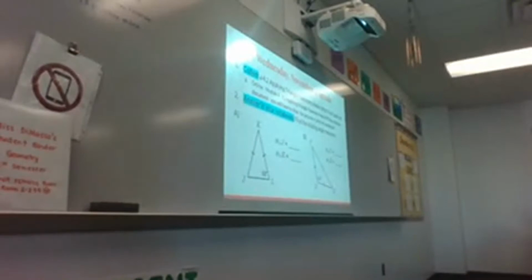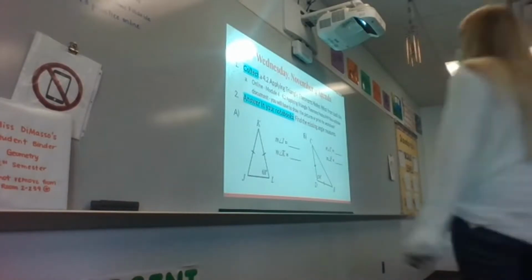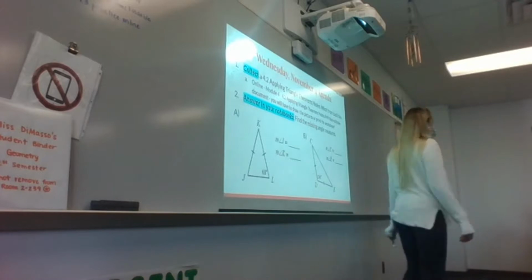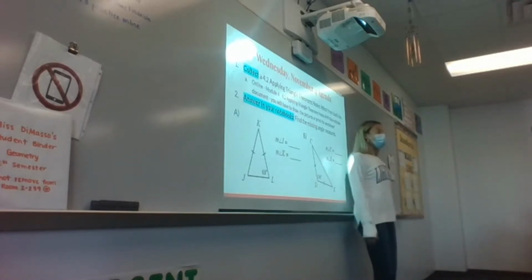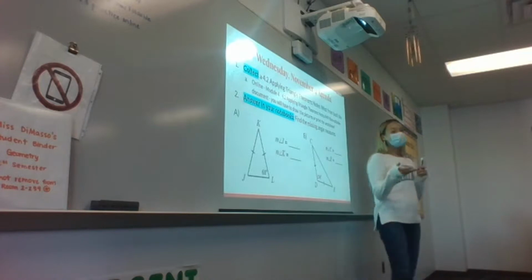Okay, so yesterday we talked about two different types of triangles. We talked about equilateral triangles and we talked about isosceles triangles, right? So there's two different types. Do you remember what isosceles triangles have or what they look like? Two matching sides and two matching angles. What about equilateral? What do those have? All sides are the same and all angles are the same.